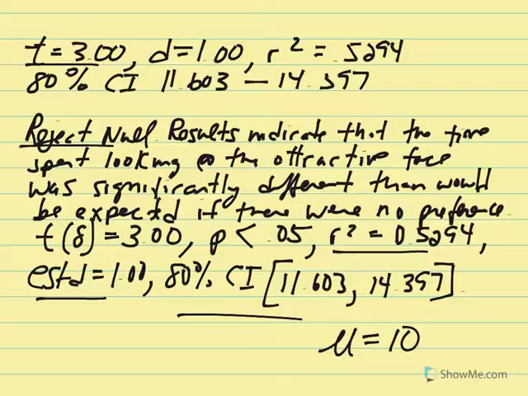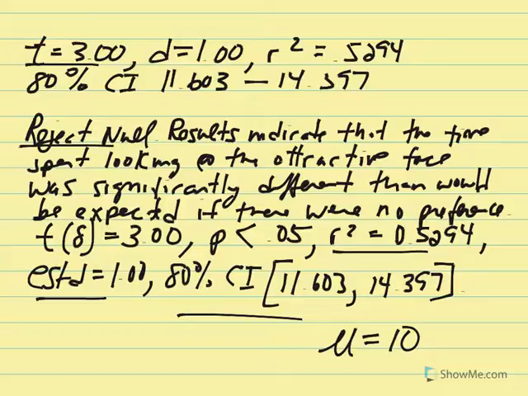That's what we were testing. Significantly different than would be expected if the null were true. Or in other words, if there were no preference for the attractive versus the unattractive face. And then our supporting statistics would follow that statement and be written in this manner.